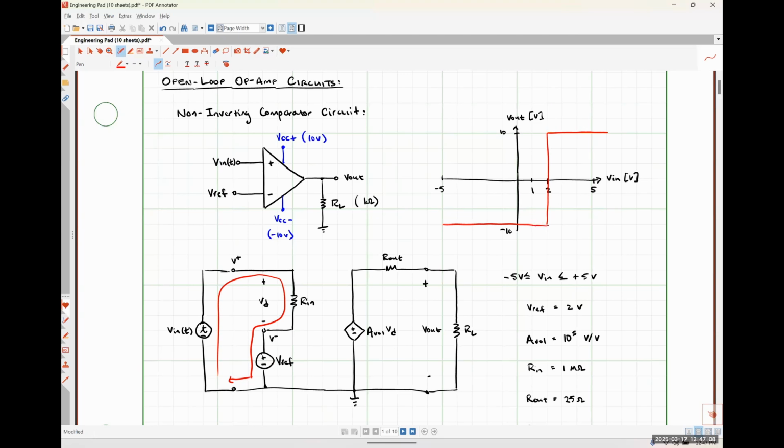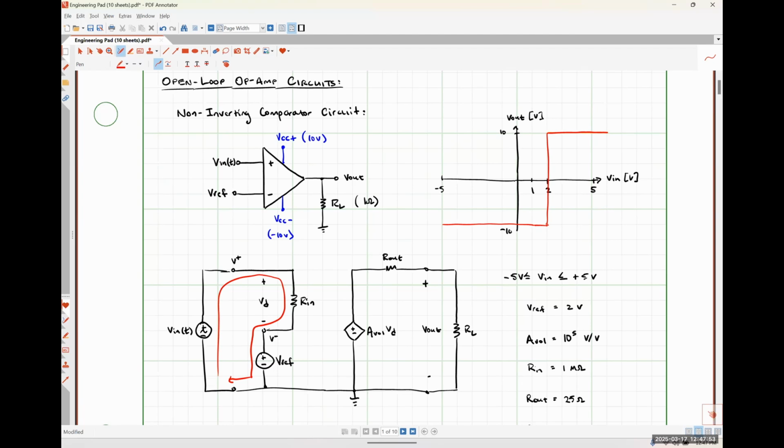So for all intents and purposes, any input voltage less than our reference voltage is going to cause our output to saturate to the negative supply voltage, and any voltage greater than our reference voltage is going to cause our output to saturate to the positive supply voltage. So essentially, we can compare our input signal to that reference signal, and it's going to give us either a low voltage whenever we're below the reference signal, or a high voltage whenever we are above the reference signal.